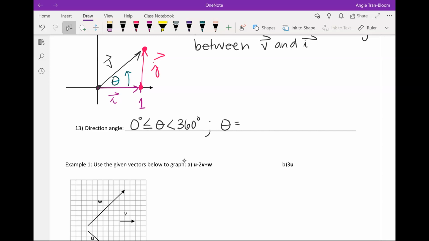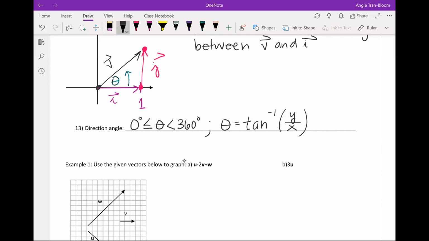Theta equals tangent. Tangent what? Tangent inverse of y divided by x. What are y and x? Yeah, those are the components in front of i and j.